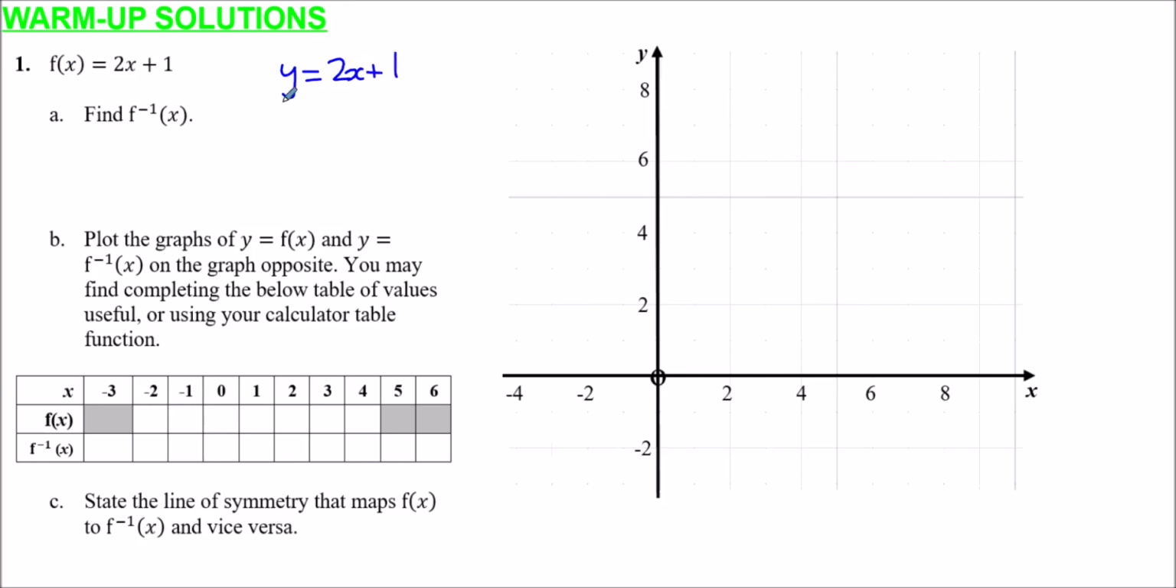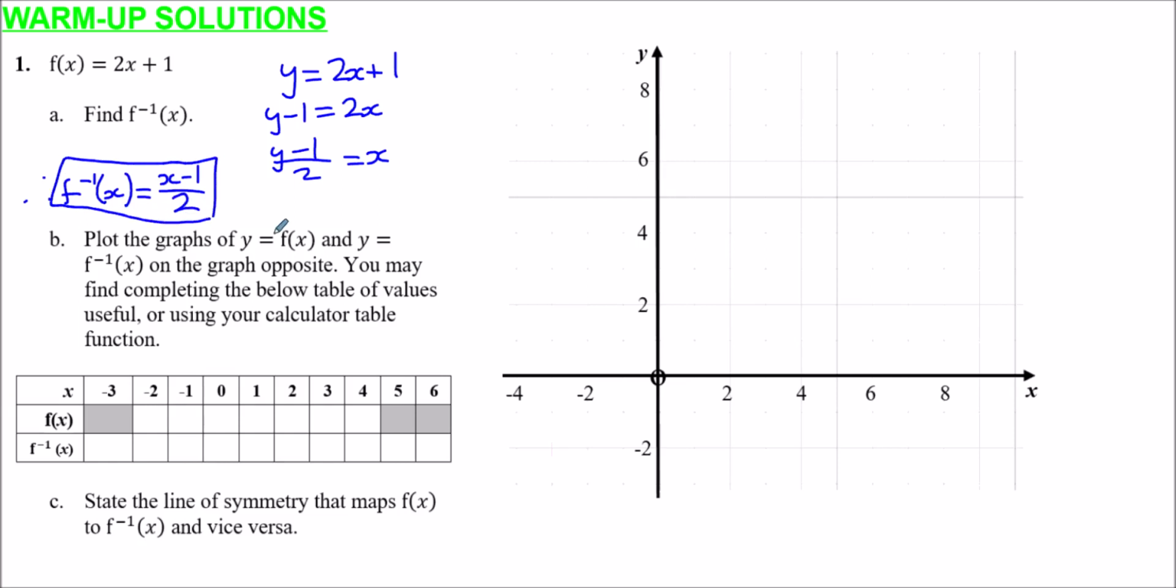If I subtract 1 from both sides, I get y minus 1 equals 2x, then finally divide both sides by 2, I get that y minus 1 all over 2 equals x. So from this, by relabeling x as f minus 1 of x and switching y for x, I've got the inverse. So f minus 1 of x is x minus 1 all over 2.